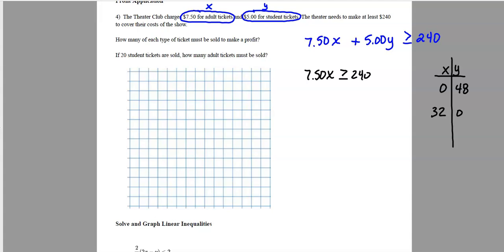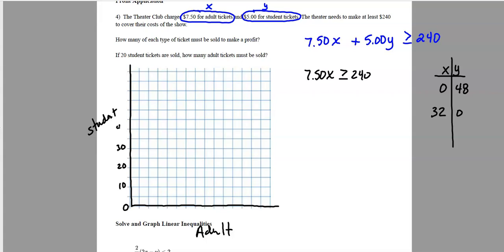So let's try to put this on the chart. Let's draw. We only need to draw the first quadrant because there are no negative tickets being sold. And on the x-axis, this is the adult. And on the y-axis, those were student. And so I need to graph this equation. So 0, 48. Well, 48, let's call it 50. Maybe I'll go by 5s. So 0, 5, 10, 15, 20, 25, 30, 35, 40, 45, 50. And I don't really have to go much higher.